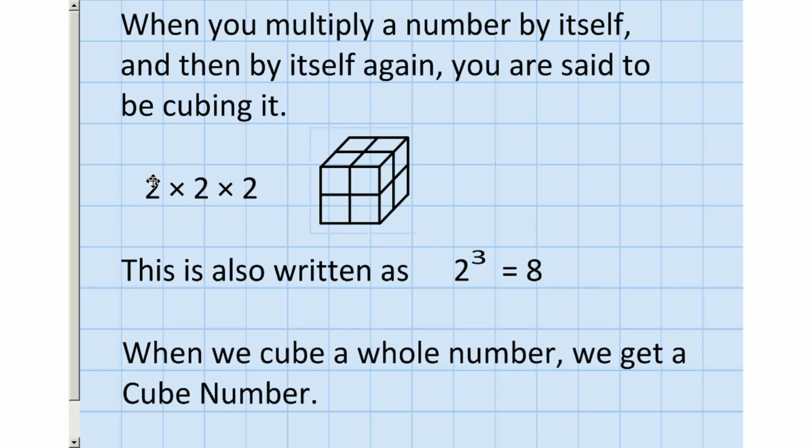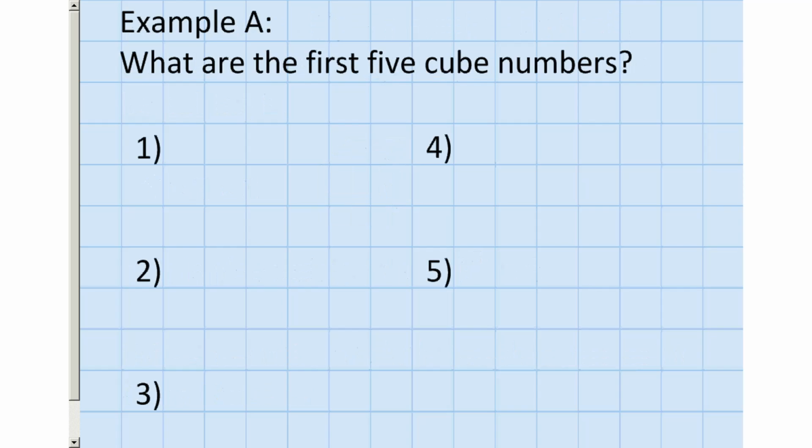And when we cube a whole number, we get a cube number. It's a bit like the square numbers. When you square a whole number, you get the square numbers. You have to be able to recognize some cube numbers as well, but only the first 5 for this one. So we're going to find out the first 5.